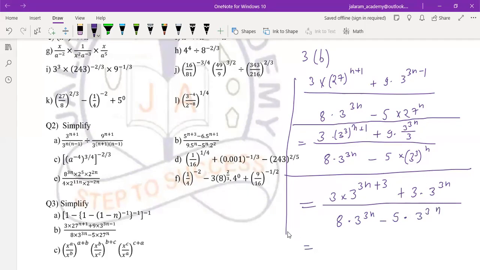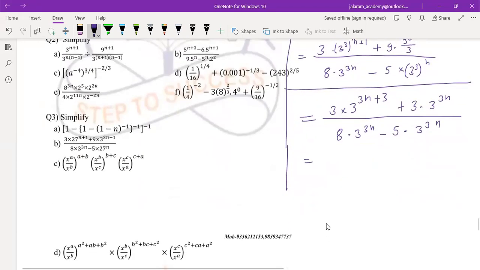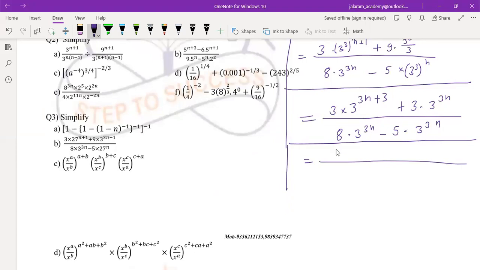Now separate this power of 3 in first term of the numerator. I am drawing these lines to separate all the steps. So 3 into this 3 to the power 3n plus 3 means what? 3 to the power 3n into 3 cube plus 3 into 3 to the power 3n over denominator.